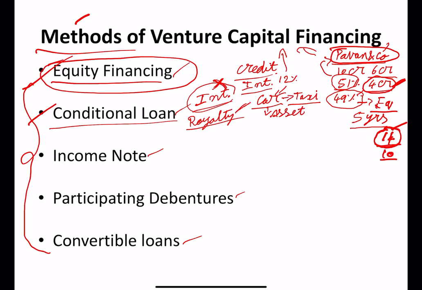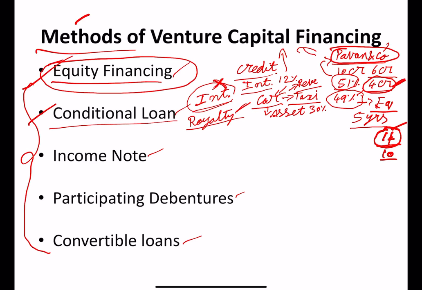Okay, what do you mean by this? From revenue, you should pay a certain percentage like 30% or 40% to me. Okay, this is called a royalty.